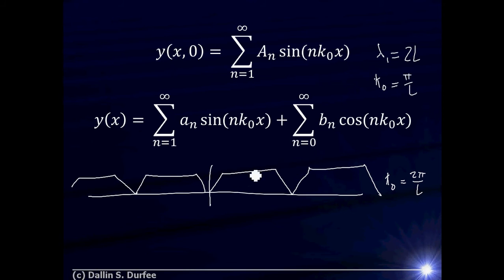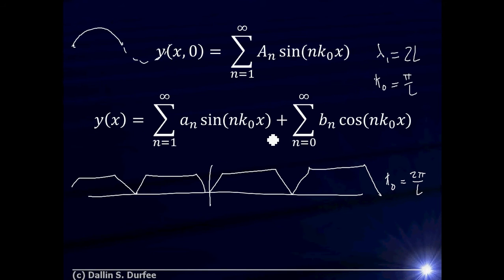We wanted k naught to be equal to pi over L. So we want a function that doesn't repeat every L, we want a function that repeats every 2L, so that we get the correct wavelengths for the harmonics on our string. Remember, the fundamental of our guitar string looks like this. We only fit half of a wavelength on there, right? And so it repeats every 2L. The fundamental wavelength of our fundamental on our guitar string is 2L.